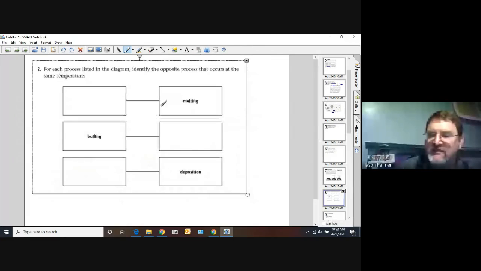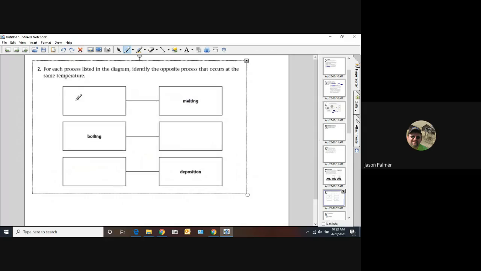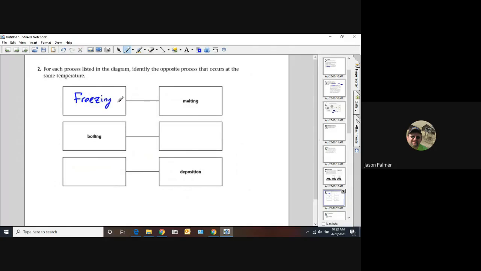All right. And melting, what's the opposite of it? Freezing. Boiling, what's the opposite? Opposite of it is condensation. And deposition, opposite of it is sublimation.